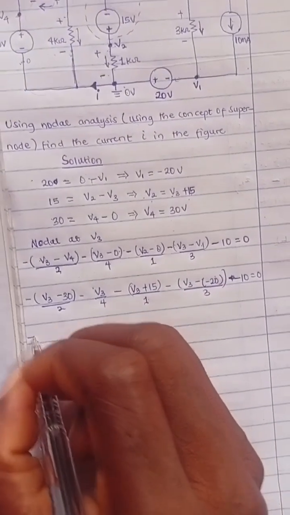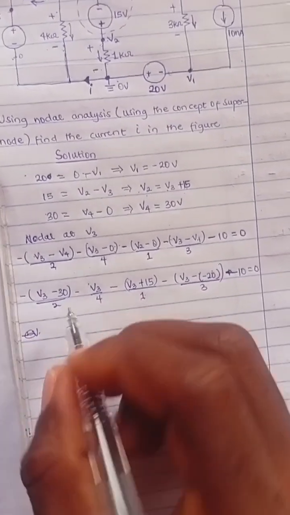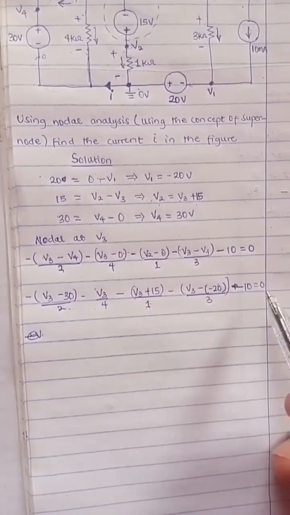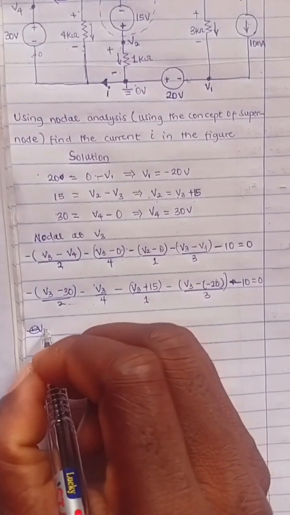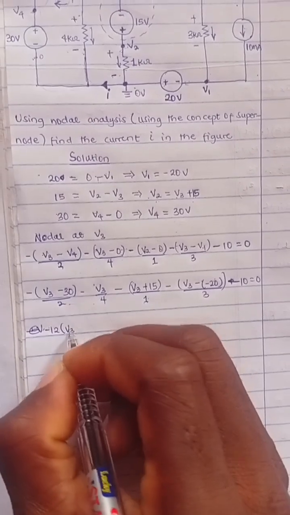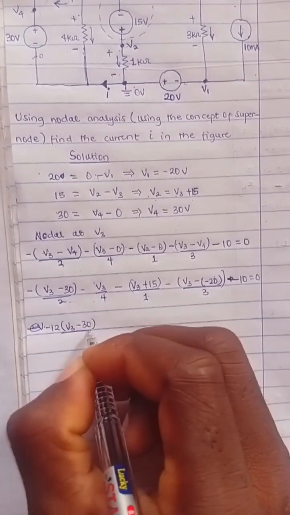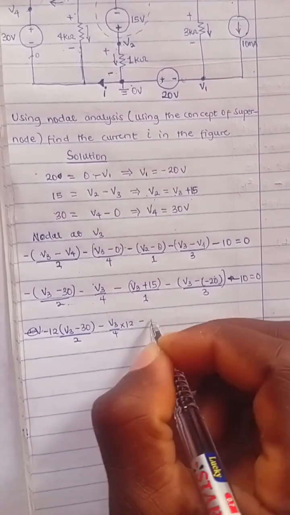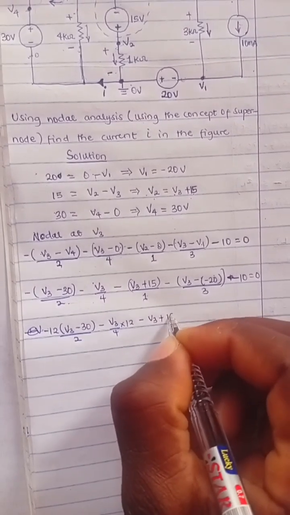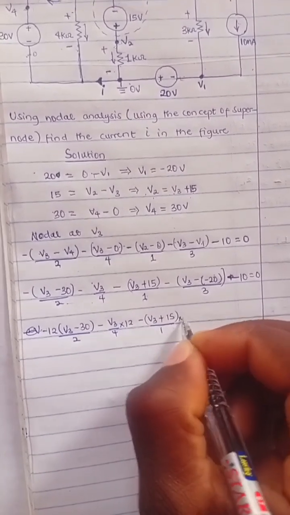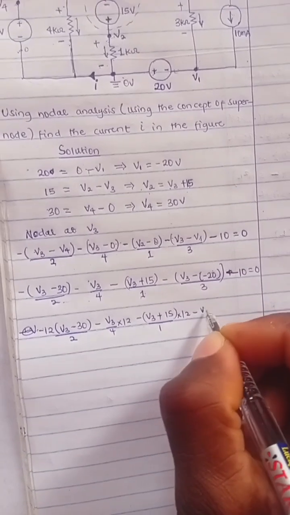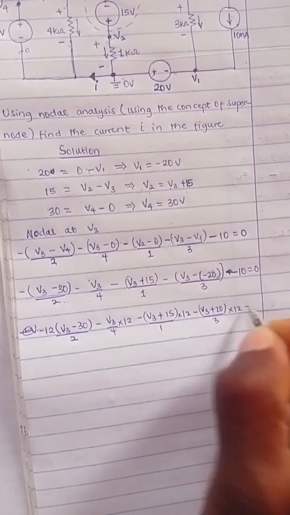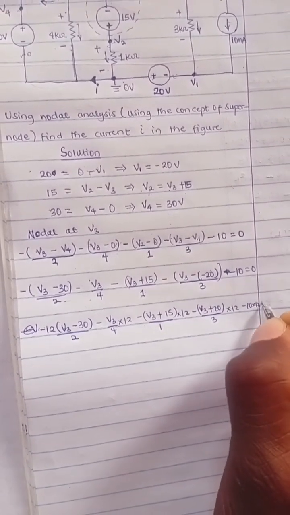So quickly we rush through this. Okay, before we rush through that, we'll multiply all through by the LCM of the denominator terms. The LCM of 2, 4, 1, and 3 is 12. So if you multiply all through, that will be minus 12 into V3 minus 30 divided by 2, minus V3 over 4 times 12, minus V3 plus 15 over 1 times 12, minus V3 plus 20 over 3 times 12, minus 10 times 12, equals 0.